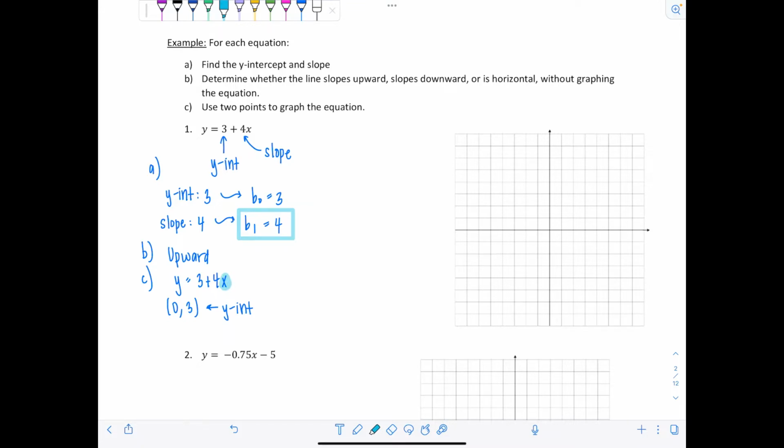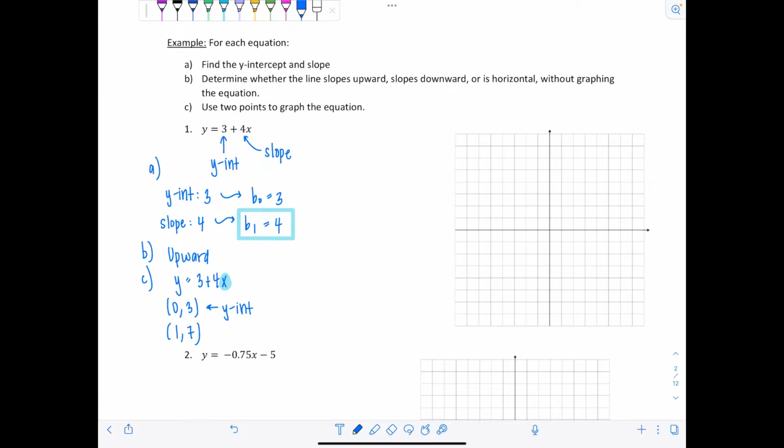And then all you need when you're graphing a line is 2 points. 2 points uniquely determine a line. So pick any other x value. What do you feel like? How about 1? And if I plug in 1 for x, 4 times 1 is 4, 3 plus 4, that's 7. Alternatively, you could have used the slope.